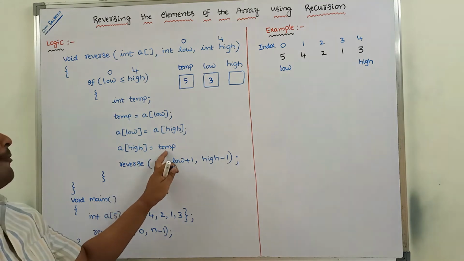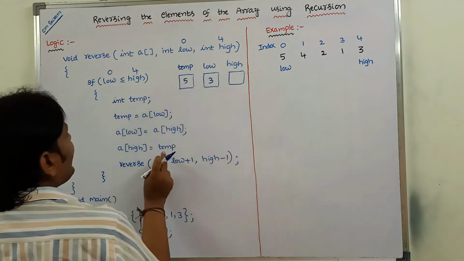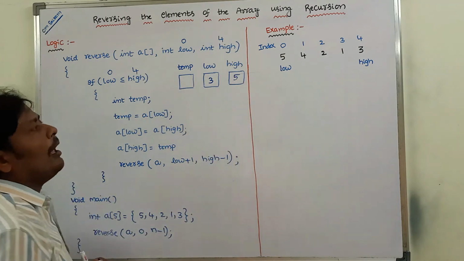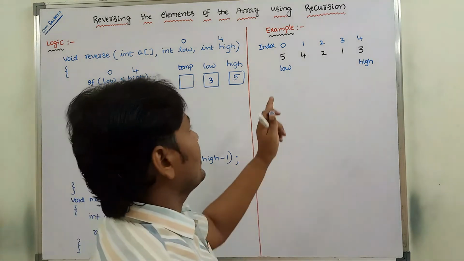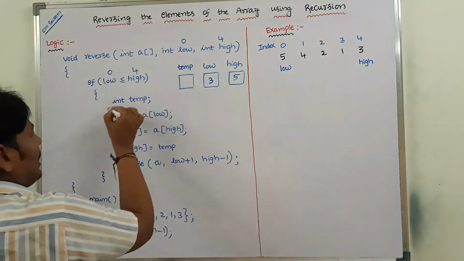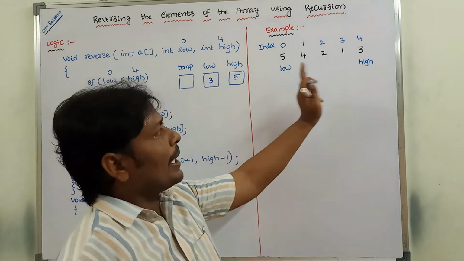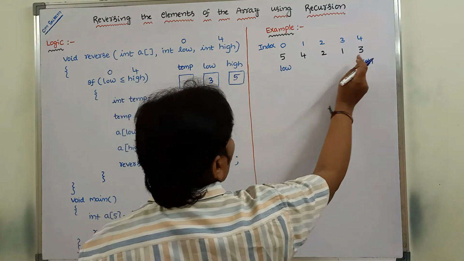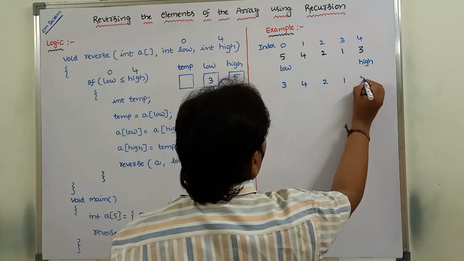Next one, temp value is assigned to the A of high. So what is the temp value? 5. 5 is assigned to the A of high value. So therefore 5 is assigned to the A of high, that means A of 4. Now the first step is we are swapping the low value and high value. Okay. This is the logic for swapping the low value and high value. After swapping, we are getting 3 placed here, 5 placed here. So we are getting 3, 4, 2, 1, 5.